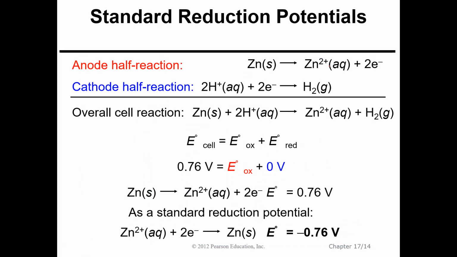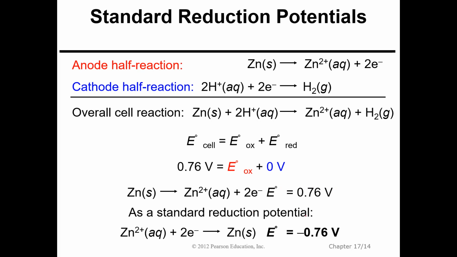So in this case, we're measuring zinc against the hydrogen. So zinc is the one that gets oxidized, and hydrogen is going to get reduced. So we again have defined hydrogen to be 0 volts, because whether it's getting oxidized or reduced, we define the standard hydrogen electrode as having a potential of 0 volts. So this cell produces a potential of 0.76 volts. That means that the potential for zinc is 0.76 volts.